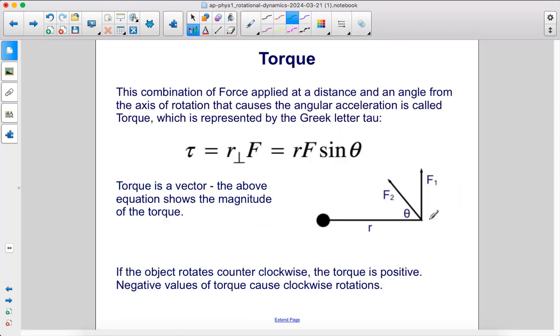This combination of force applied at a distance and an angle from the axis of rotation that causes the angular acceleration is called torque, which is represented by the Greek letter tau. I draw it like that. Torque is a vector. This equation, r F sine theta, gives you the magnitude of the torque. How much torque will there be? If the object rotates counterclockwise, like if this is a door and it's opening this way counterclockwise, that is a positive torque. Negative values of torque cause clockwise rotations.